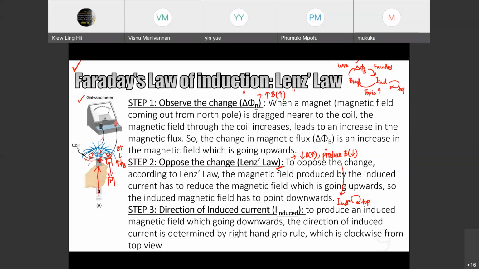So this magnetic field which is going downwards actually aims to oppose the original change in flux, because when you drag the magnet bar near to the coil, the change in magnetic flux is actually an increase of the magnetic field which is moving upwards. So that's why the direction of this induced current is produced in a way so that its induced magnetic field aims to oppose the original change in flux. Okay, I give you 2 minutes to digest.